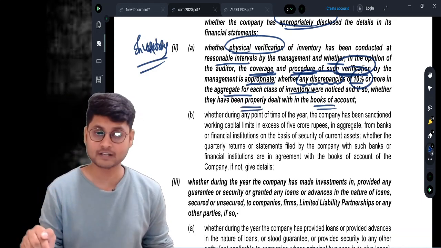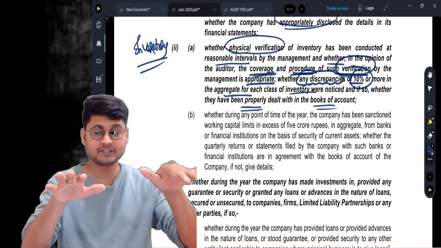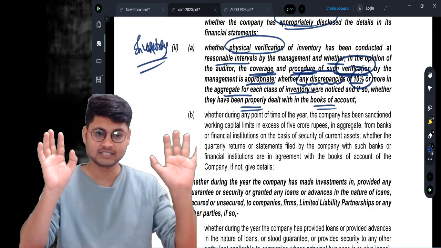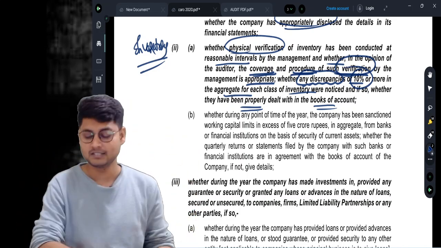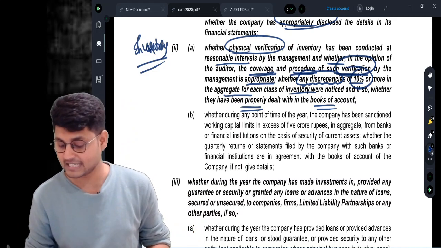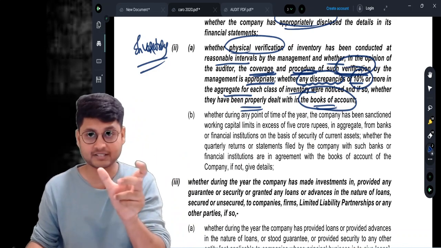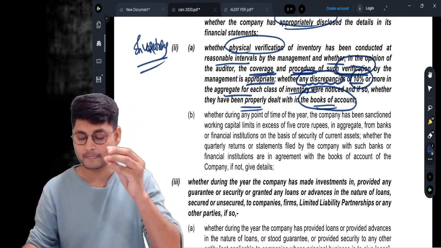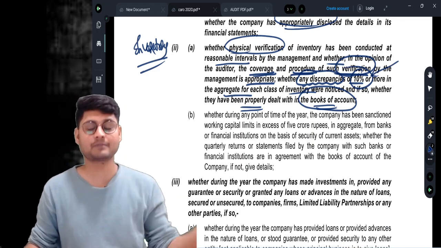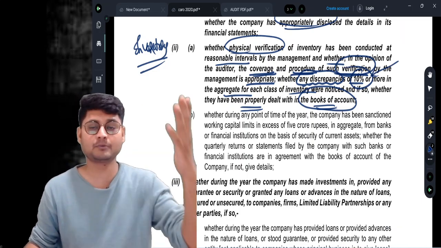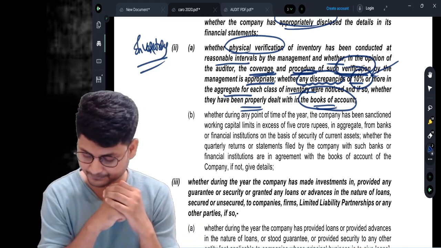See, here they are talking about 10%, which is the discrepancy between what? Physical verification and the financial statements. If it is 10% or more, then only you need to check whether they have been properly dealt with in the books of accounts or not. This leverage, this benefit is there up to 10%. If it is more than 10%, then only report whether it is properly dealt with in the books of accounts or not. I guess you are all getting the point clear.